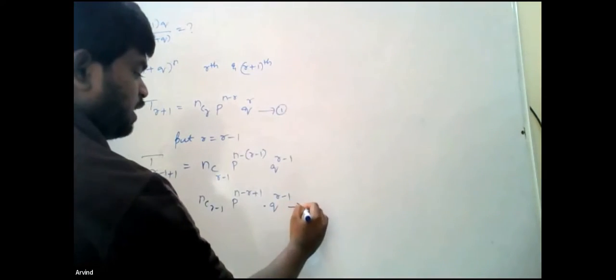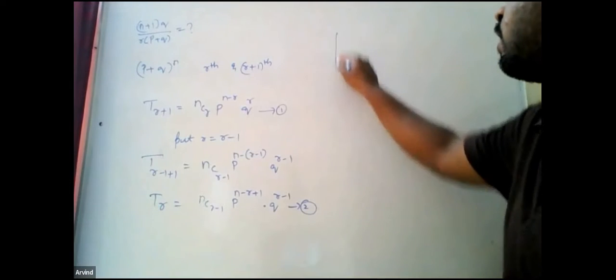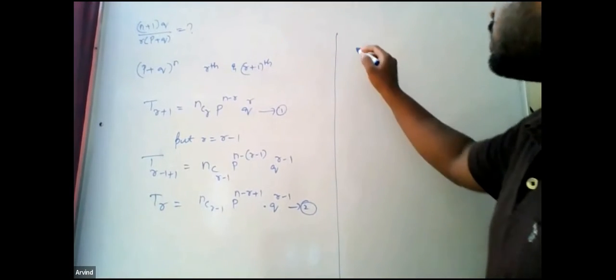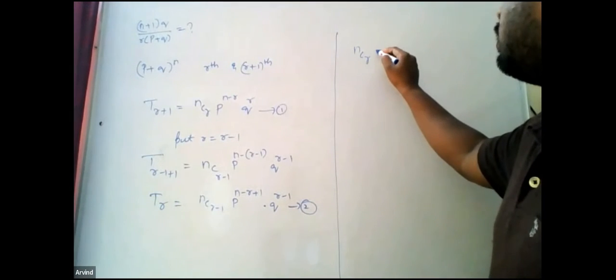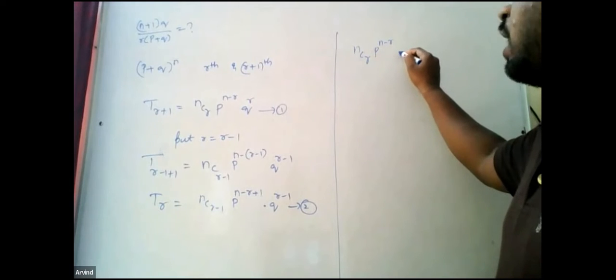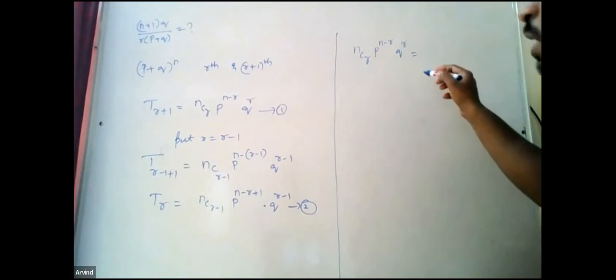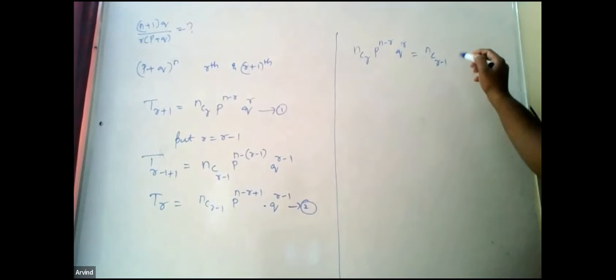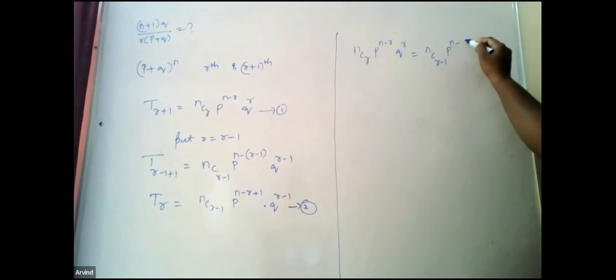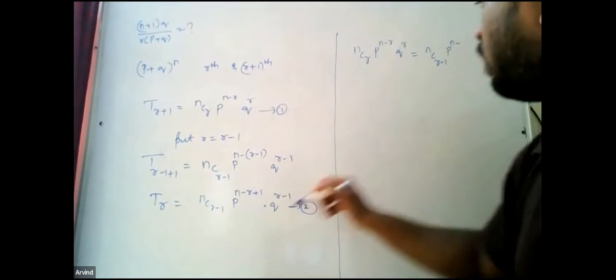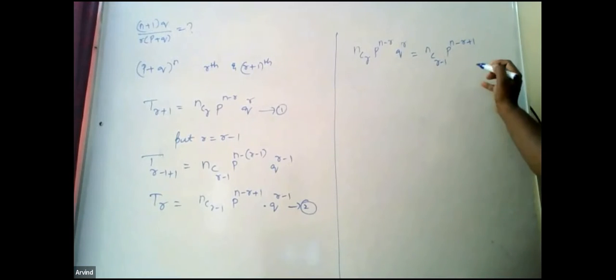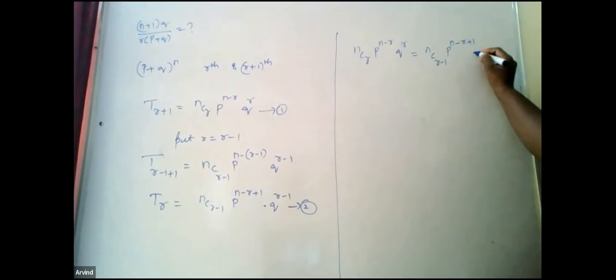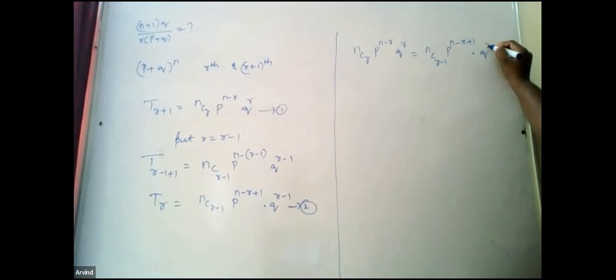So from the given condition, equation 1 and equation 2 are equal, they have said. So that is, equation 1 is nCr p to the power of n minus r into q to the power r is equal to nC(r minus 1) p to the power n minus r plus 1 into q to the power of r minus 1.